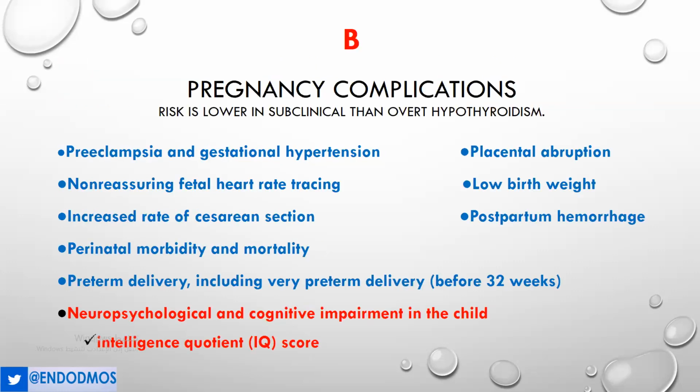To classify the complications, the risk is lower in subclinical than overt hypothyroidism. This is a very important concept. And to classify the complications, you have to keep in mind the following. Number 1, preeclampsia and gestational hypertension; non-reassuring fetal heart rate tracing; increased rate of cesarean section; perinatal morbidity and mortality; placental abruption; low birth weight; postpartum hemorrhage; preterm delivery, including very preterm delivery before 32 weeks; and neuropsychological and cognitive impairment in the child, like low IQ score.